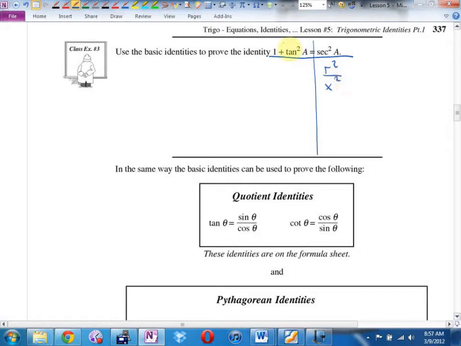By the way, you'll usually spend far more time on the uglier side, which I think is the left side. It's got more terms. 1 plus, what was tangent? What over what in terms of x and y and r? y over x. So what would tan squared be?